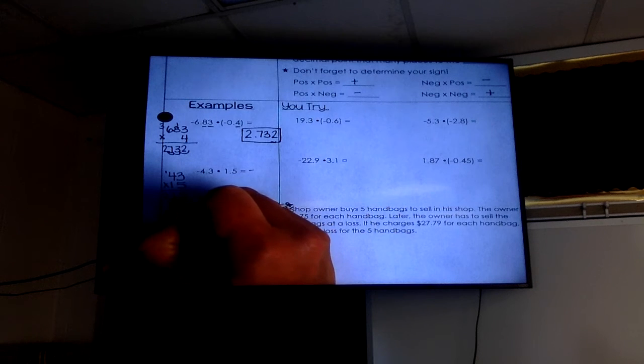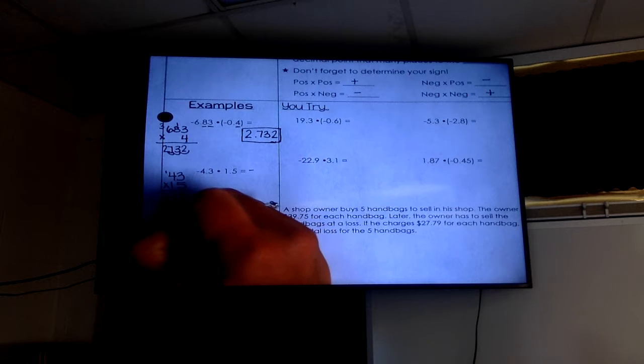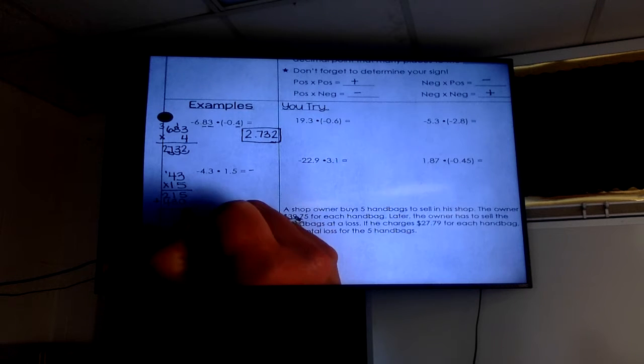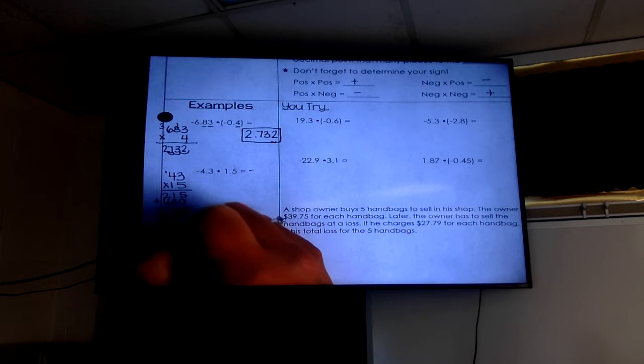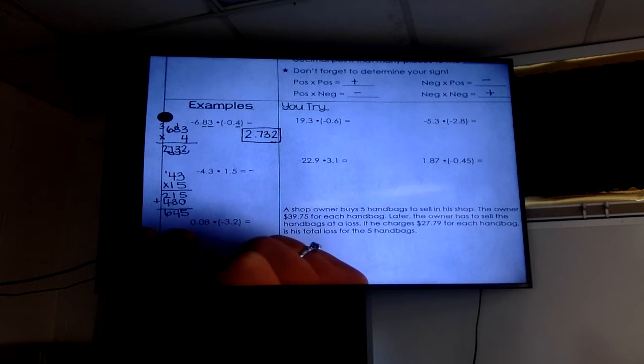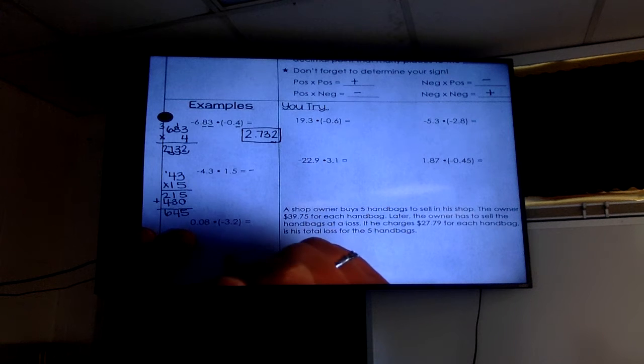1 times 3 is 3. 1 times 4 is 4. And then I'm going to add. So 5 plus 0 is 5. 1 plus 3 is 4. 2 plus 4 is 6. So I get 645 when I multiply those together.